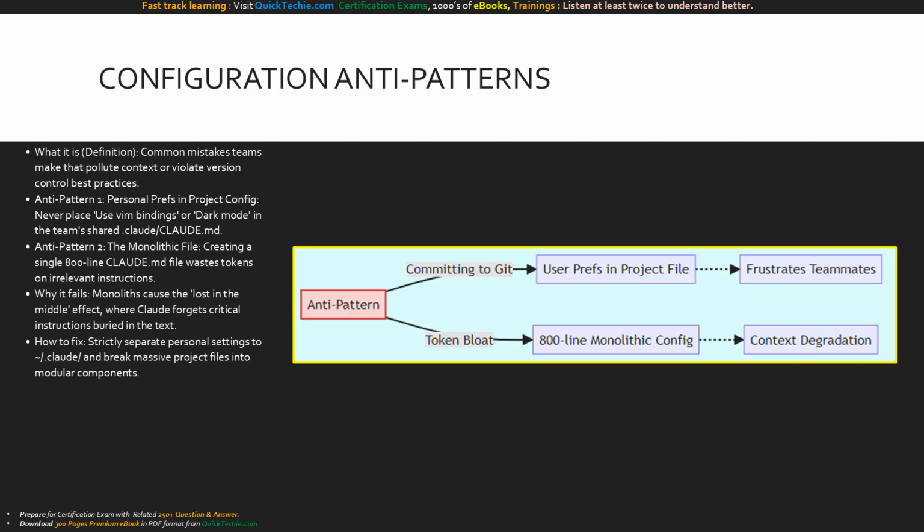Look at the red paths in this diagram highlighting the dangers of configuration anti-patterns. On the top path, committing user preferences to the shared project file directly frustrates teammates by hijacking their local AI experience. On the bottom path, the 800-line monolith leads straight to context degradation, wasting your API costs and rendering the AI unreliable. Avoid these traps at all costs.